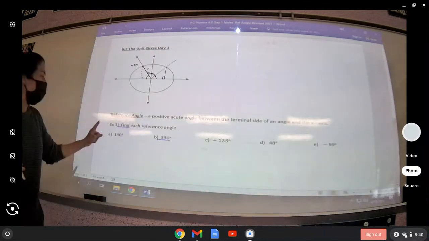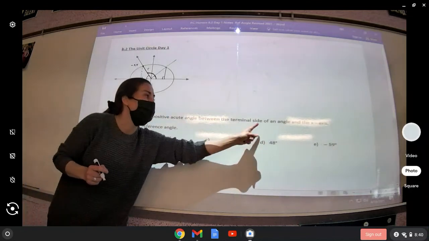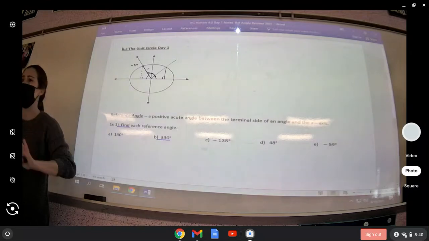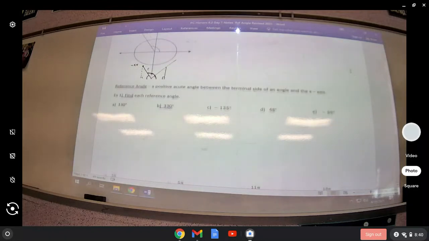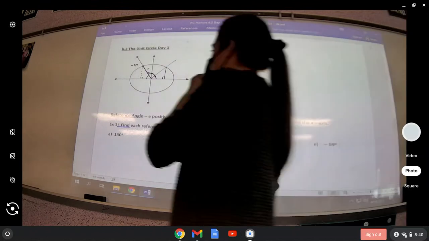All right, so a reference angle is a positive acute angle between the terminal side of an angle and the x-axis. Guys, this is so easy. Just watch how easy this is going to be. Again, I don't want to move anything up too fast in case you're writing anything down.